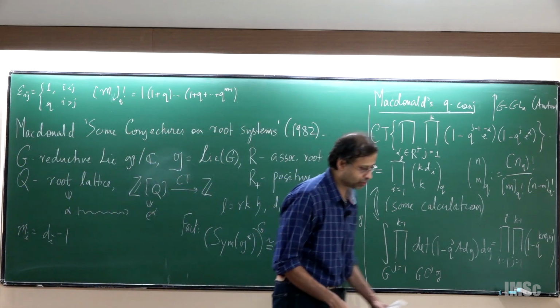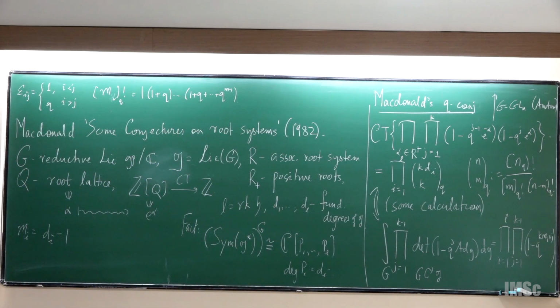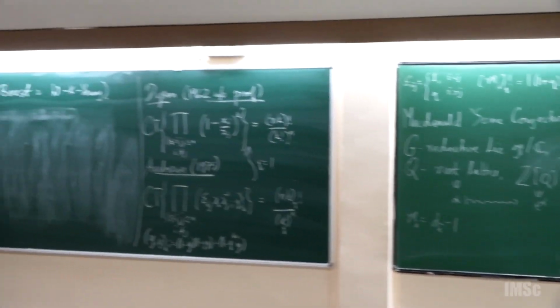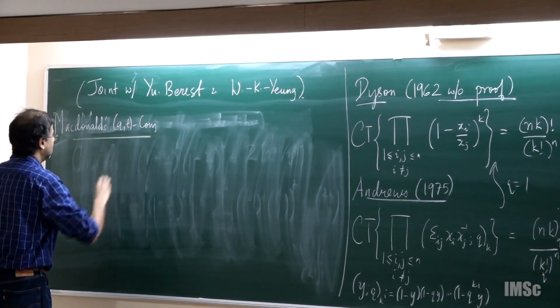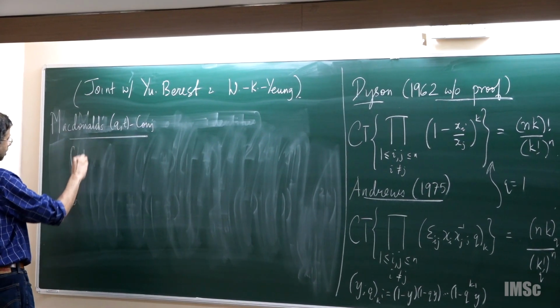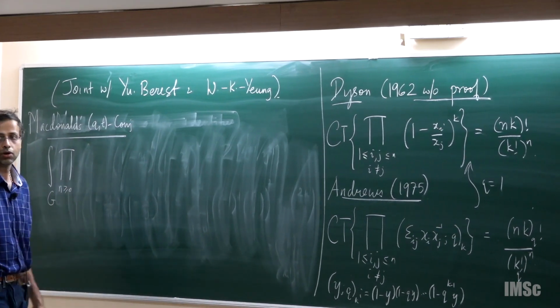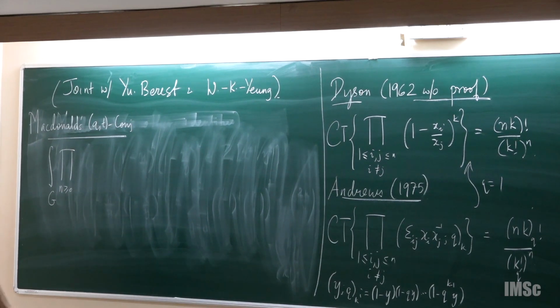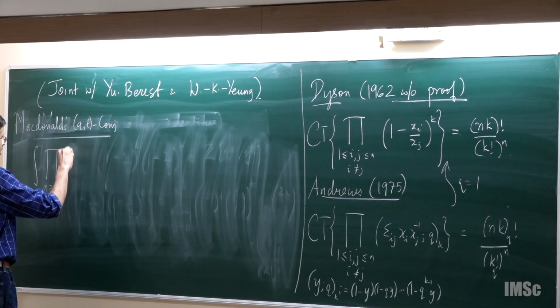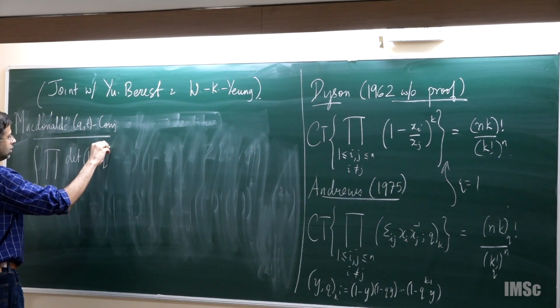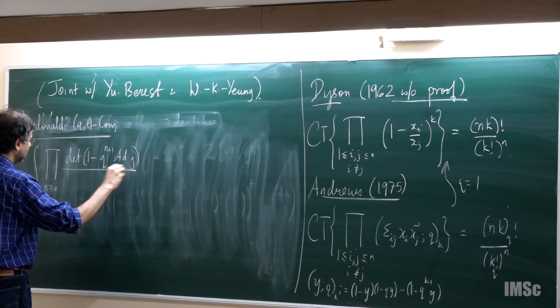So Macdonald didn't stop over there. He proceeded. He in fact gave a two-variable generalization of this q conjecture, which I will write in integral form. Macdonald's qt conjecture: the integral over G, now this time of an infinite product, and therefore no longer a polynomial in q but a power series in q. So the product over all n of the determinant of 1 minus q to the n plus 1, I believe. Yes. So it's a two variable power series in q and in t.